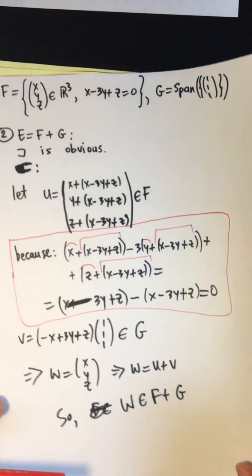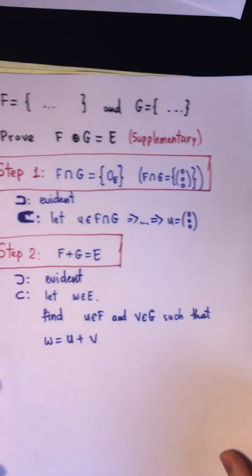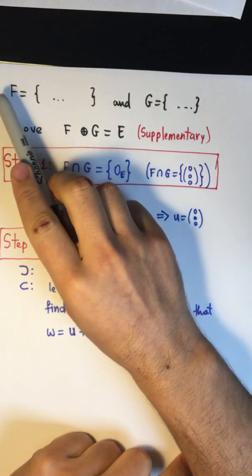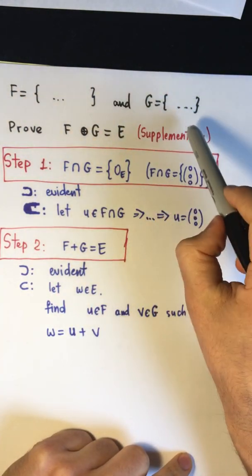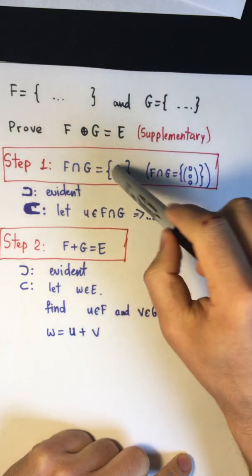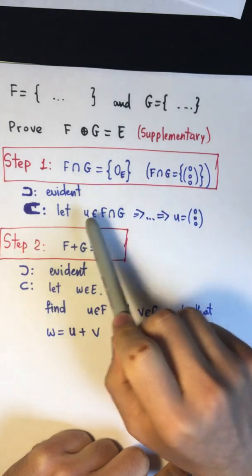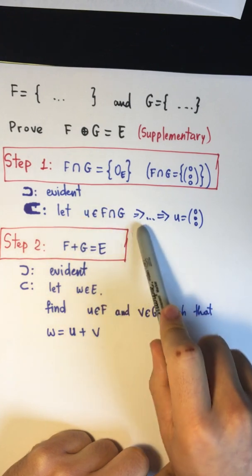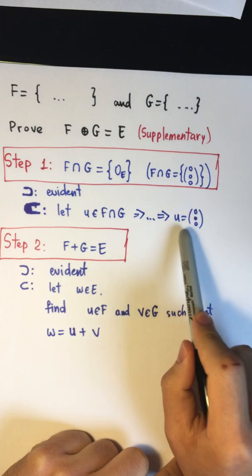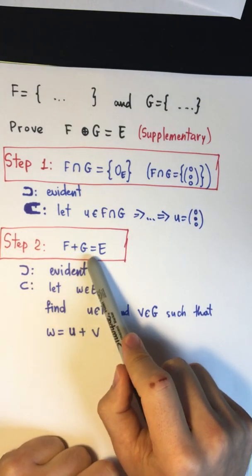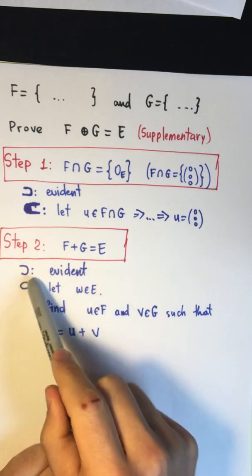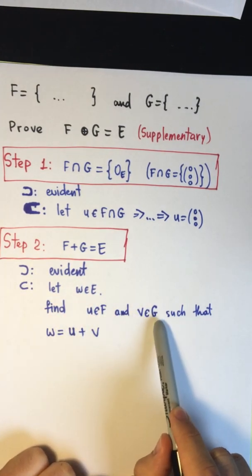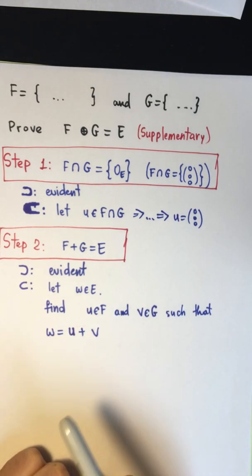Okay, so this was quite long, and now before finishing, let's recap. You are going to have a question where you'll be given a set like this, a linear subspace of E, and you have to prove the supplementary. First step is you have to show that the intersection is the 0 vector. You say this case is evident, and for the inclusion, you say let u be in F and G, and then you have to show that u is 0, 0, 0, so u is the 0 vector. In step 2, you have to show that F plus G is equal to E. In order to show that, you say again this is evident, and then for the inclusion, let w be in E, and you have to find u in F and v in G such that w is equal to u plus v.